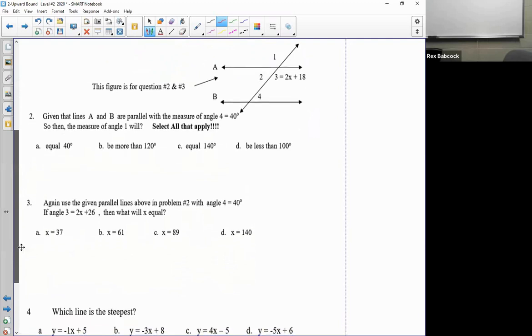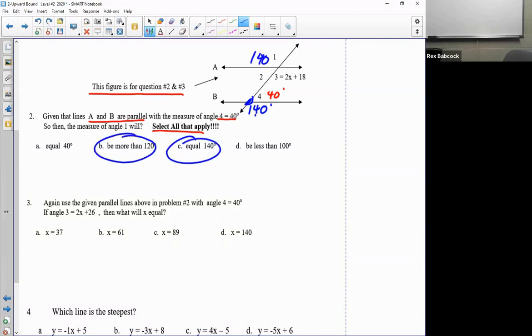So number 1 would have been D. Let's go to number 2 and 3. We're using the same figure. It says use this figure on questions 2 and 3. Given that the two lines are parallel, and angle 4 is 40 degrees, well, that looks reasonable. So a measure of angle 1, it says select all that apply. If 4 is 40, this one's 140 degrees. This has to be 180, a half circle. And these are alternate exteriors, so one's 140 degrees. C is correct. More than 120 is correct. I would say B and C both work. So there's a case where two of the answers would work. You've got to watch those. Some of the newer tests are doing that now, making more than one answer work.